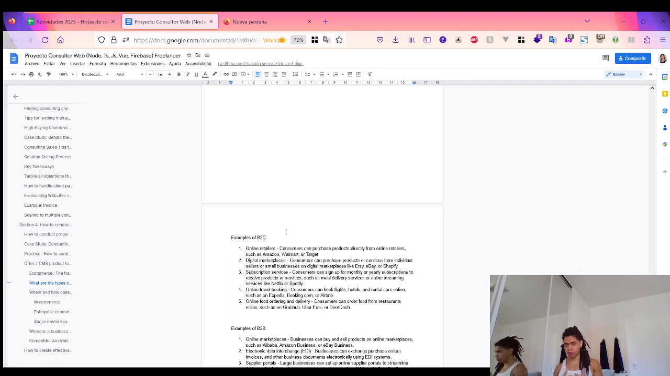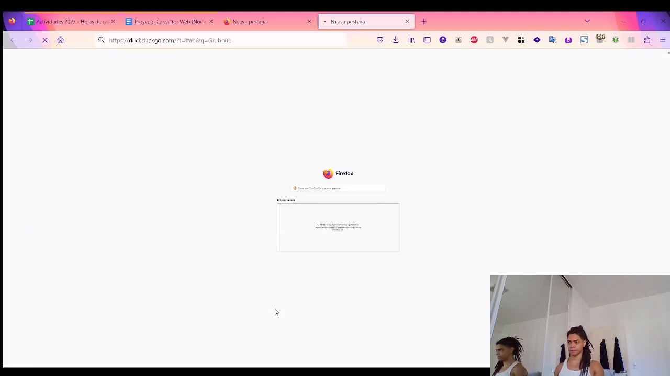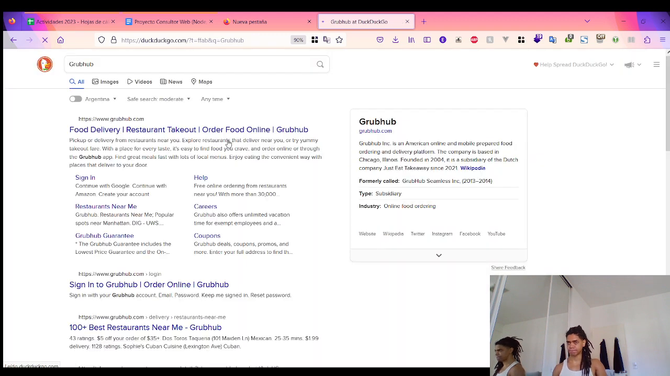So online food ordering and delivery: consumers can order food from restaurants online, such as DoorDash or Uber Eats. Grubhub is another. I don't know how popular this is.